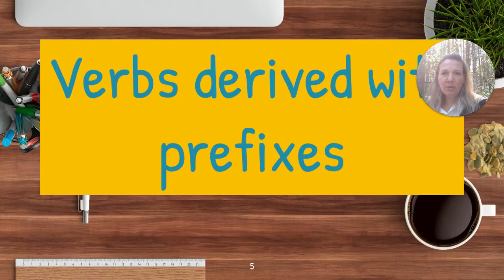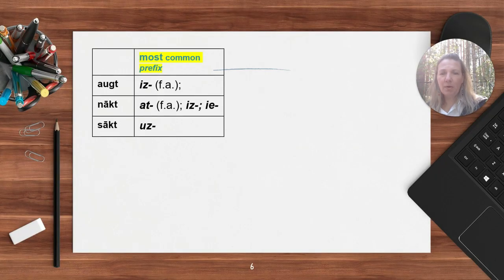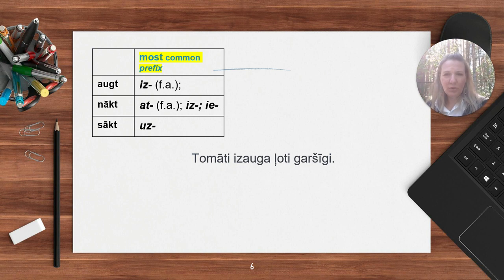So verbs derived with prefixes. The most common prefixes with these verbs are with augt, that is, izaugt. So it's a finished action. Tomāti izauga ļoti garšīgi. So it's done. Yeah, they finished growing and they were very tasty. Izauga ļoti garšīgi.